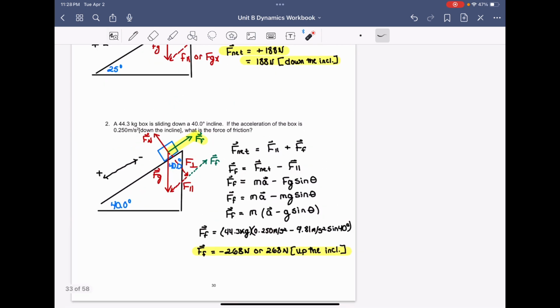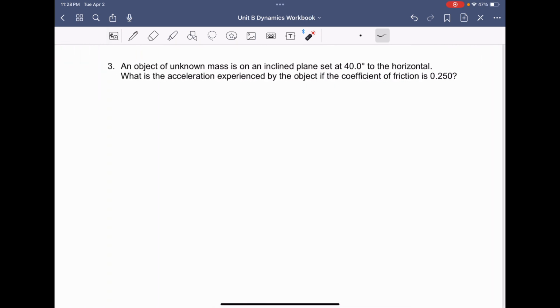Okay, now let's go on to a third and final example here, and it deals with the following. An object of unknown mass is on an inclined plane set to 40 degrees to the horizontal. What is the acceleration experienced by the object if the coefficient of friction is 0.250?